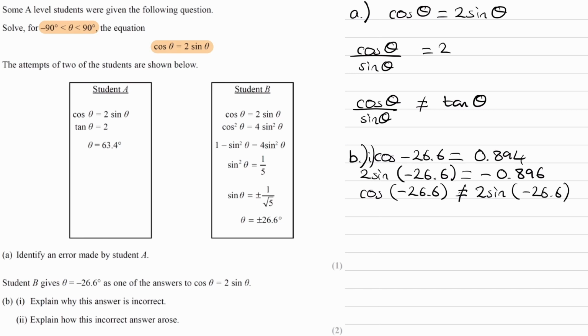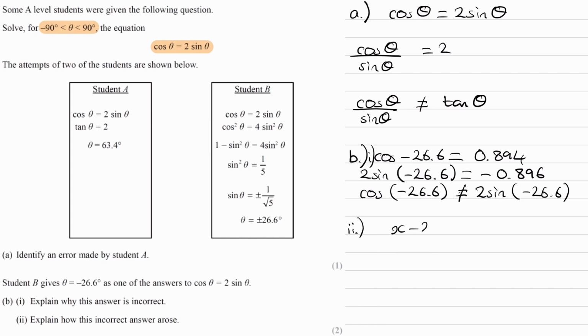So why has this arisen? That's question 2, part 2. Why did this incorrect answer arise? The reason it has arisen is because we have squared both sides of the equation. I'll show you an example of this as to why this error can arise.